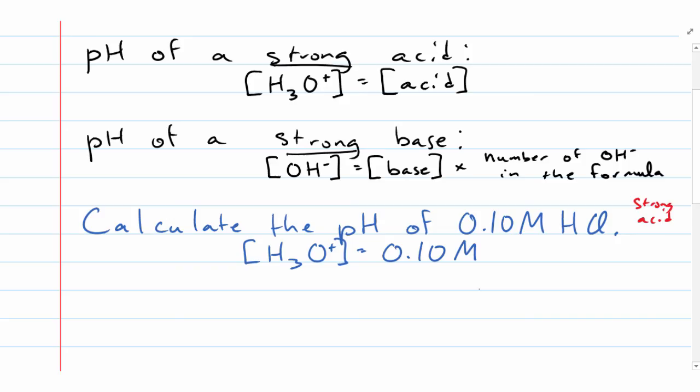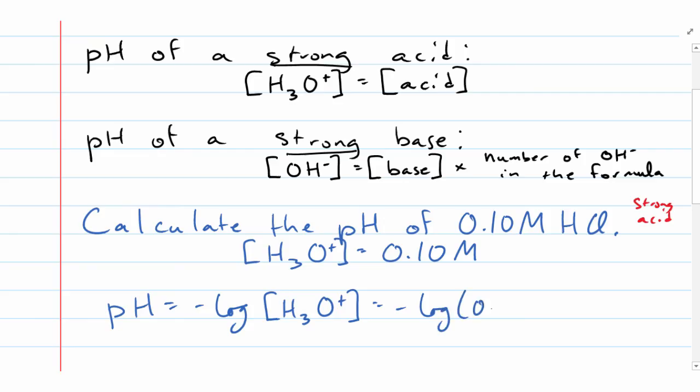And now that we know this, then we can calculate the pH of this solution, because the pH is equal to the negative logarithm of the hydronium ion concentration, which means we're going to substitute in 0.10. If we take the logarithm of 0.10, and actually you can run this through your calculators, you're going to wind up with an answer of 1.